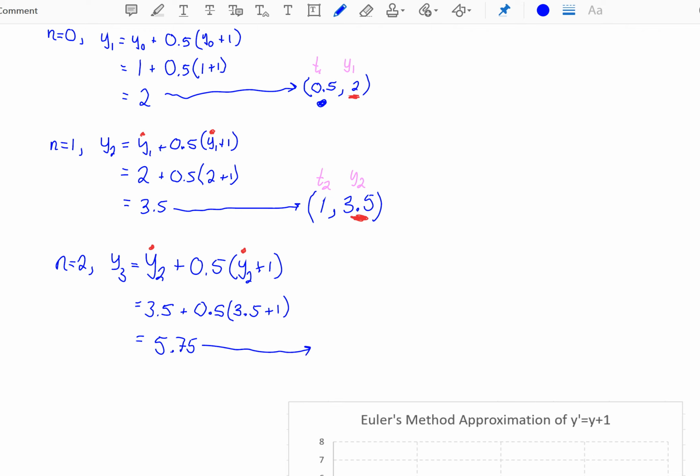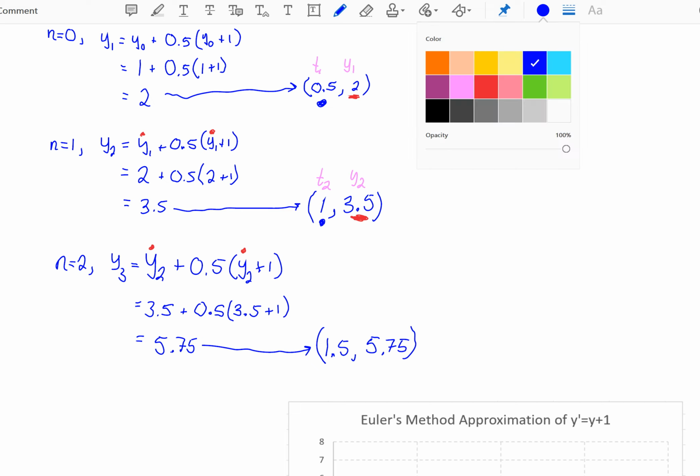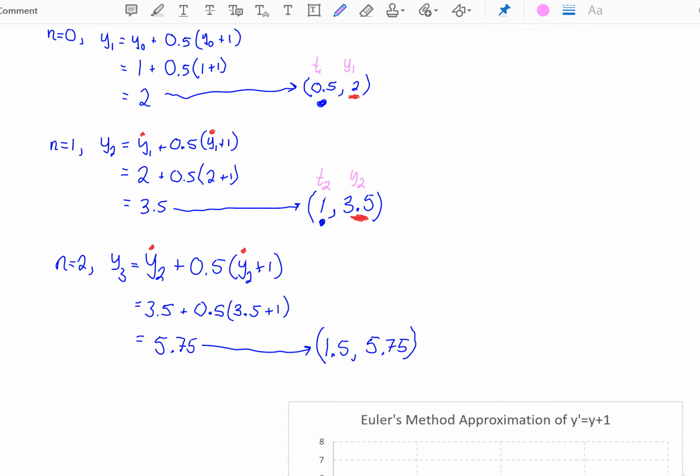This gives us our third point that we can plot, which would be, first remember, our t values, we're taking steps of a half. So our next t value is going to be 1.5. And our y value here is 5.75. And again, specifically, this is the point t3, y3.